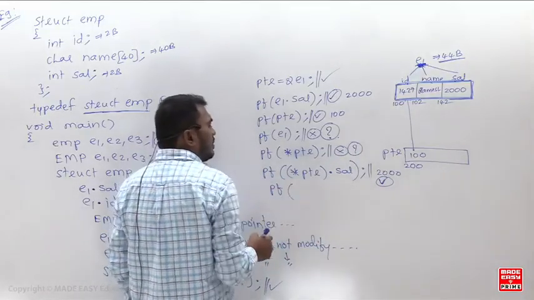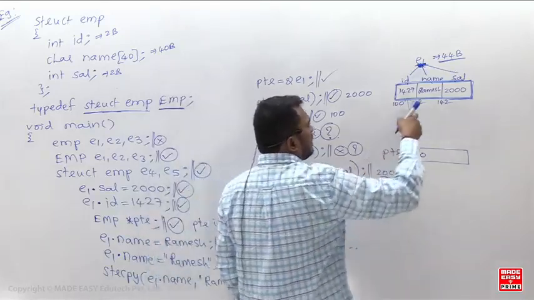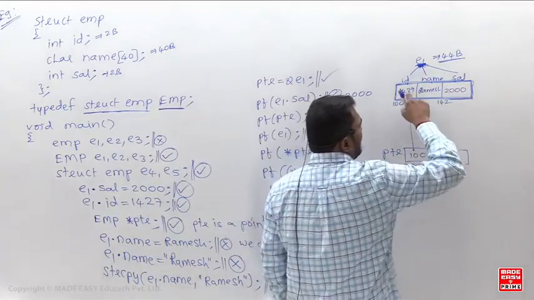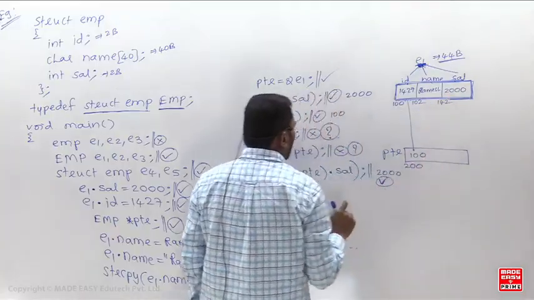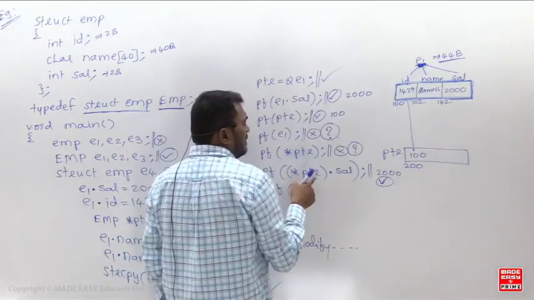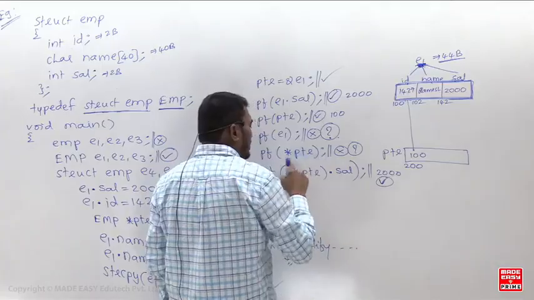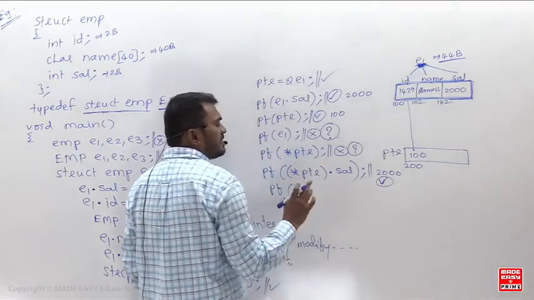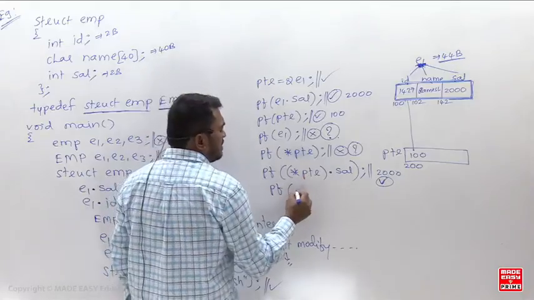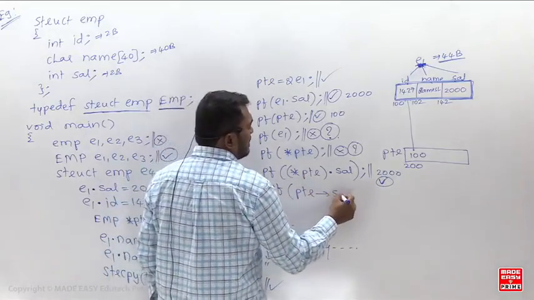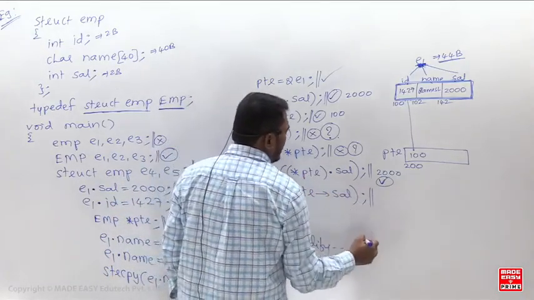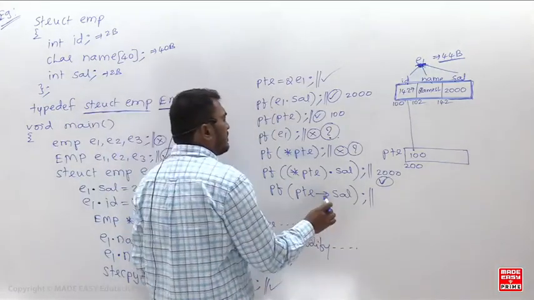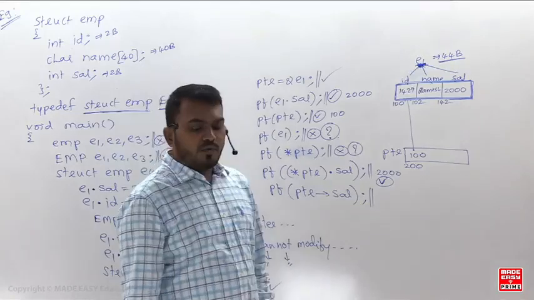Now listen here. If you want to access the member variable through a pointer variable, you are doing like this: star ptr, dot, and you are keeping the brackets and all that. So to remove all that, they gave an easy operator. So printf ptr arrow salary. What is the meaning of arrow?